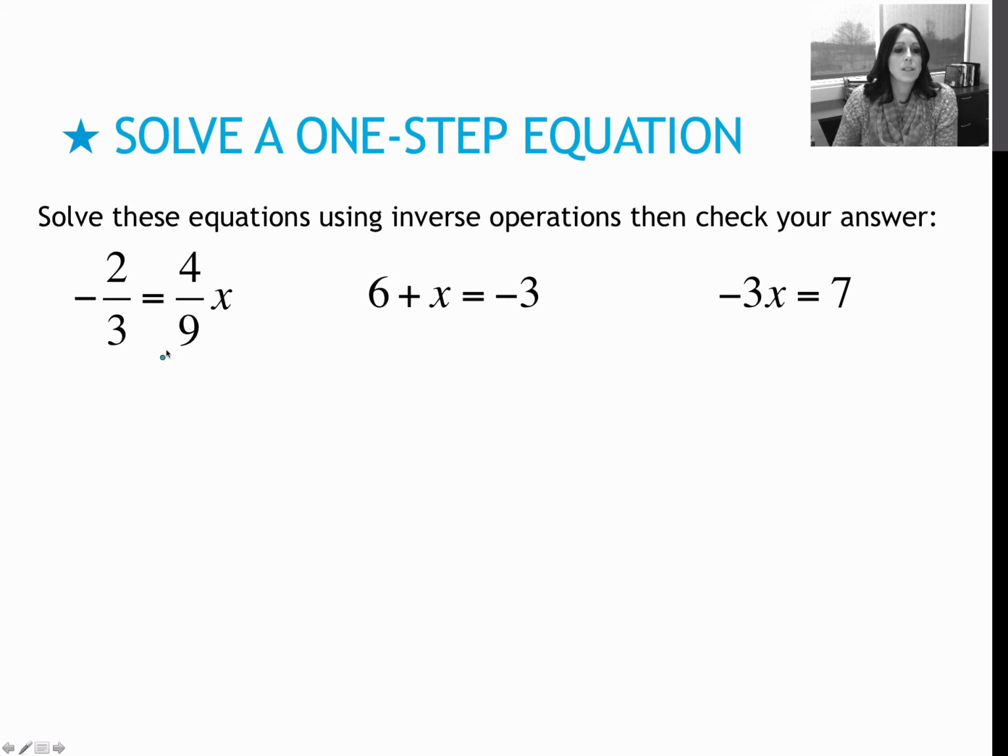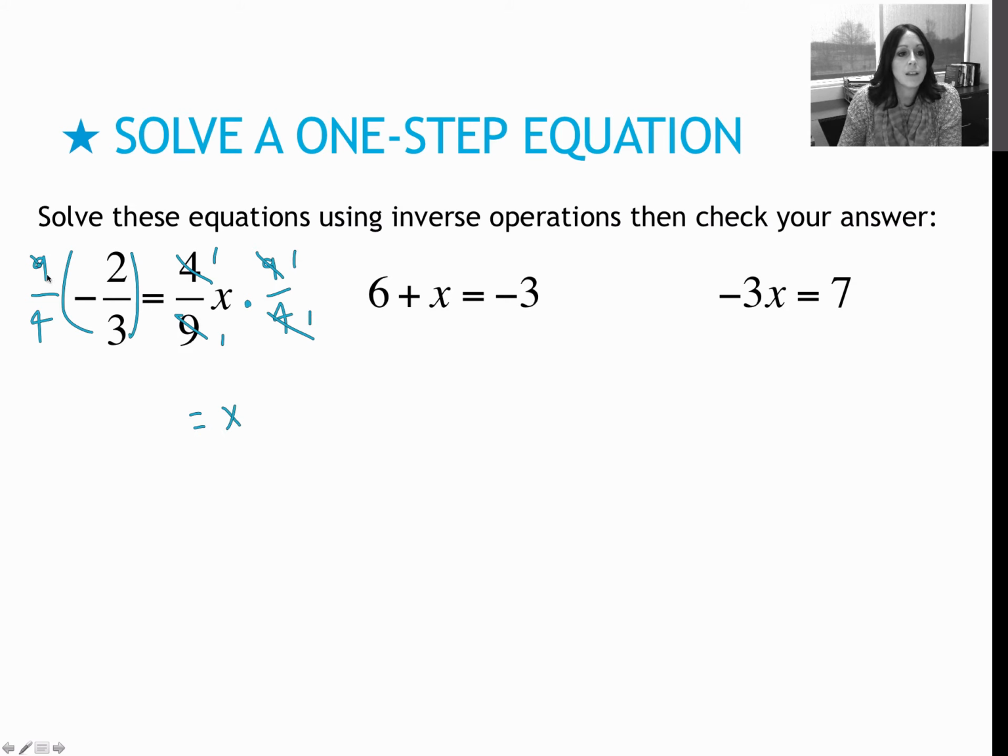For my first one, again, I've got 4/9 x. So now I need to think about how am I going to get rid of 4/9, so I have to divide by 4/9. And when we divide by a fraction, we multiply by the reciprocal, so this is the other way to do it. So if I take this side times 9/4, that's the reciprocal, remember that's flipping it over. And I take this side times 9/4. Notice on this side, my 4's cancel and my 9's cancel, and I just get 1 over 1 over 1 over 1, which is just basically x on the right side.